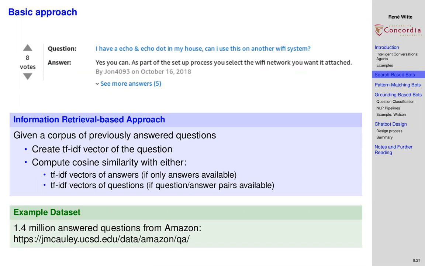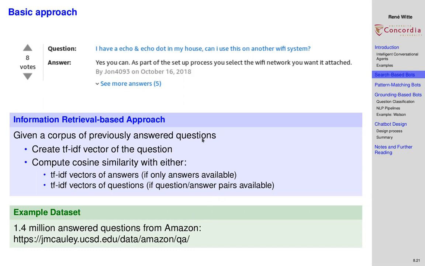For example, if you go to an e-commerce website like Amazon, there are these Q&A pairs for every product, which they crowdsource. So for example, one user asks, I have an Echo Dot in my house. Can I use this on another Wi-Fi system? And then there is an answer coming from any other user, plus various other answers corresponding to this question. And you'll see you can actually download a data set that someone curated with 1.4 million answered questions from this website here.